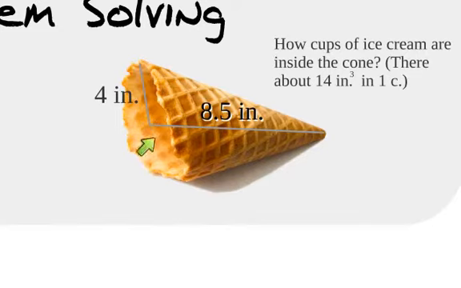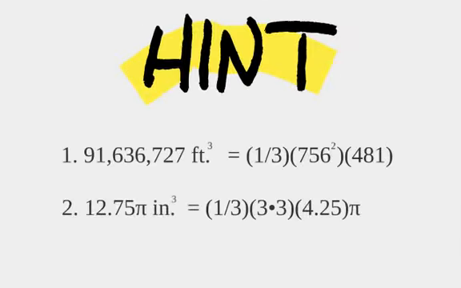Okay, assume that this is straight across. I know it does look a little different, but assume this is a normal cone. How many cups could you put inside there? All right, here are your answers. All right, if you want to know how many cups, take this 12.75 times pi divided by 14, and then bam, that's how many cups you should have got.